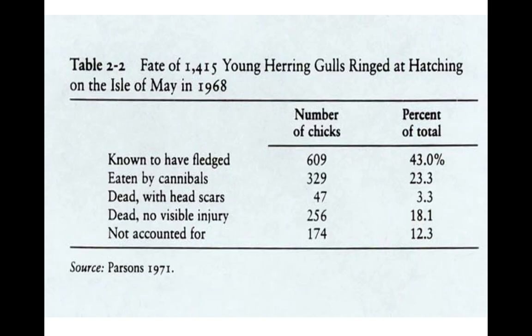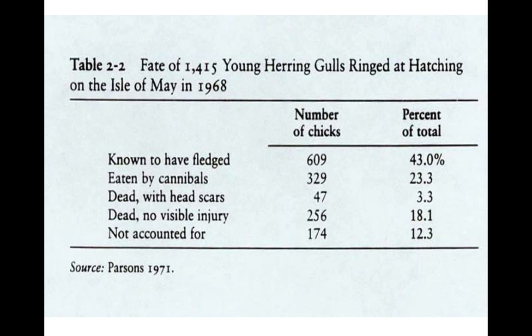When we look at the outcome of herring gulls ringed at hatching on the Isle of May in 1968, we find that only about 43% of chicks actually reach fledging. And so fledging is this period or this point of time in which chicks are able to leave the nest and then eventually go on and reproduce on their own. And so we have a very high rate of chick loss, and some of those are through cannibalism.